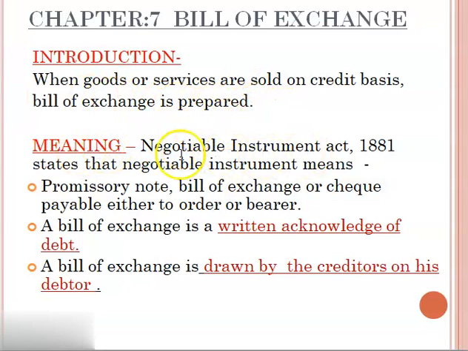Now the meaning here: the Negotiable Instrument Act 1881, remember this year 1881, states that negotiable instrument means promissory note, bill of exchange or check payable either to order or bearer. Therefore, a bill of exchange is a written acknowledgement of debt. It is in writing, it is a proof. The next point is that a bill of exchange is drawn by the creditor on his debtor. It means the seller on his buyer.